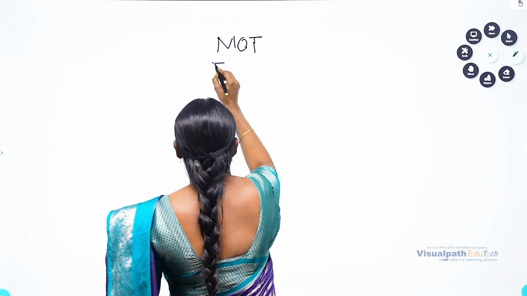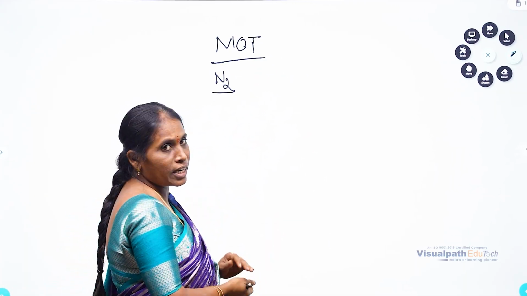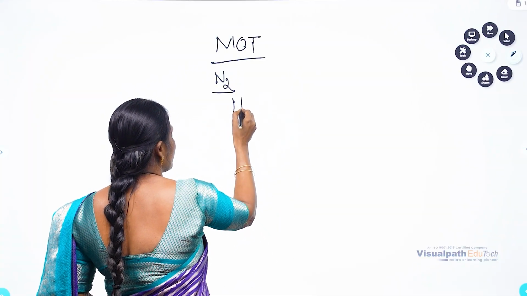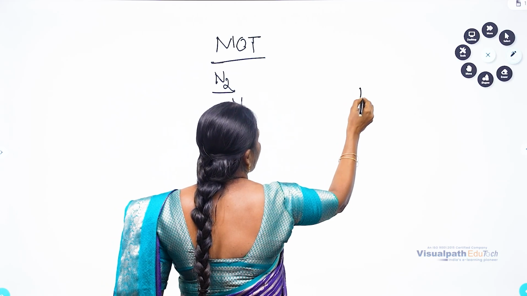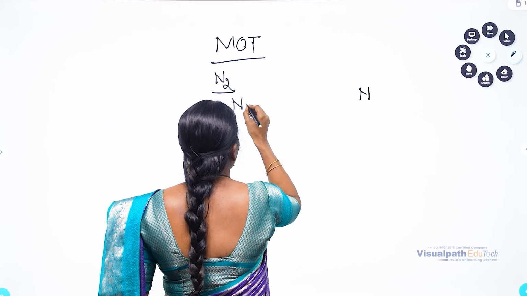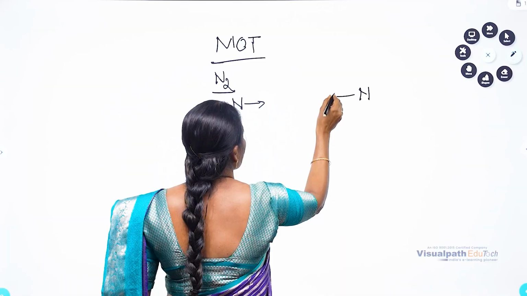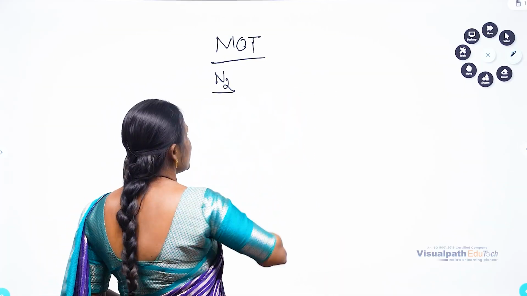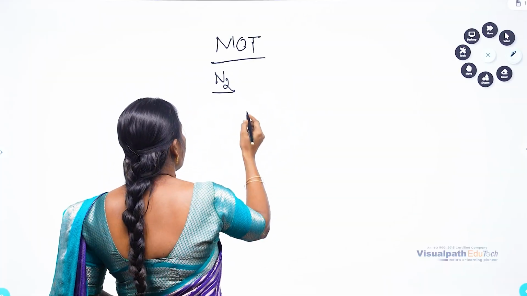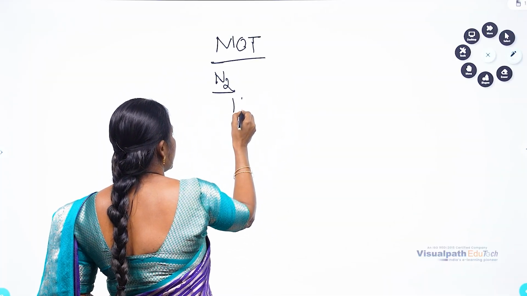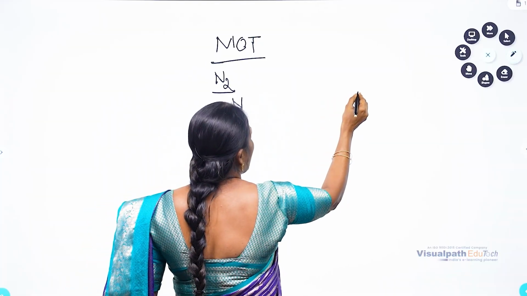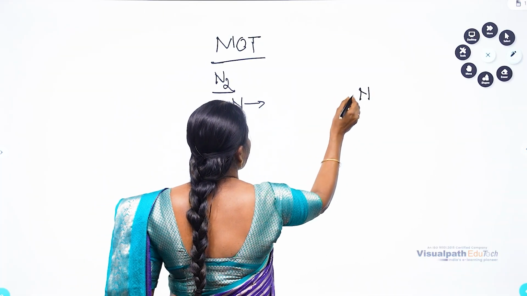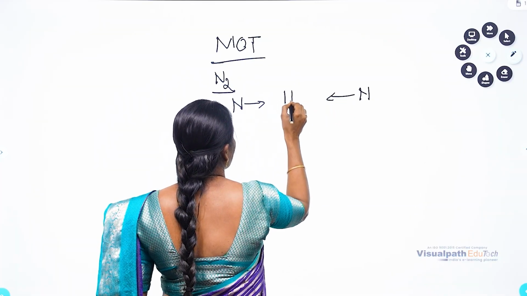Now we see some examples. The first example is the N2 molecule, which has two nitrogen atoms. It is one nitrogen atom and another nitrogen atom. These two nitrogen atoms are combined and form the N2 molecule.